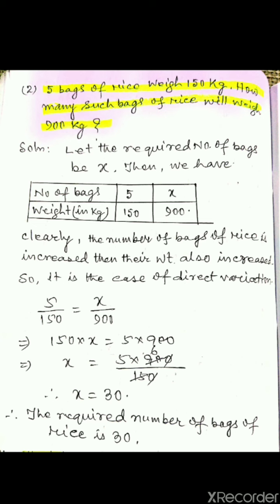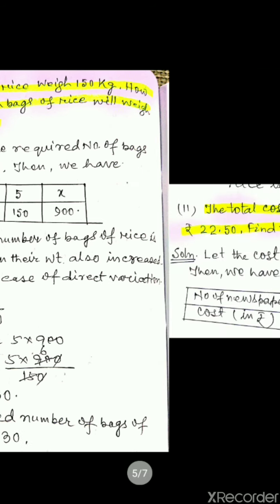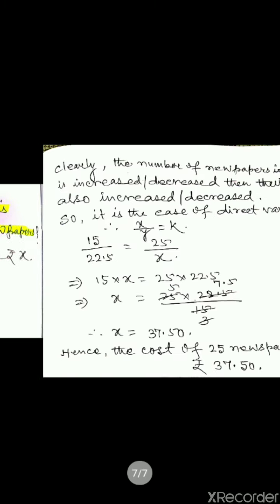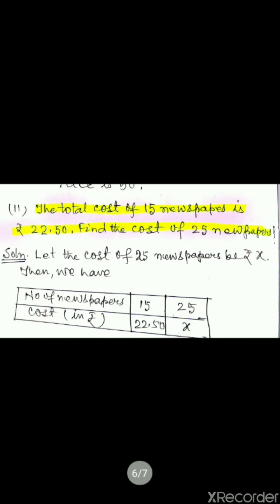Hence 30 bags of rice weigh 900 kg. Question number 11. The total cost of 15 newspapers is Rs 22.50. Find the cost of 25 newspapers. Let the cost of 25 newspapers be Rs x, then number of newspapers 15 and their cost in rupees 22.50.